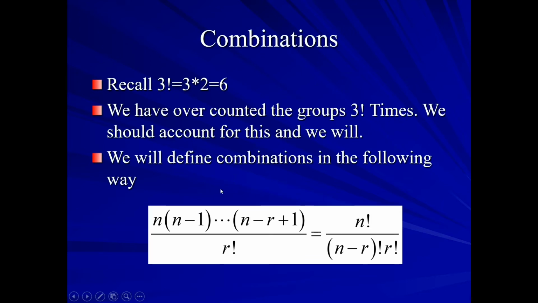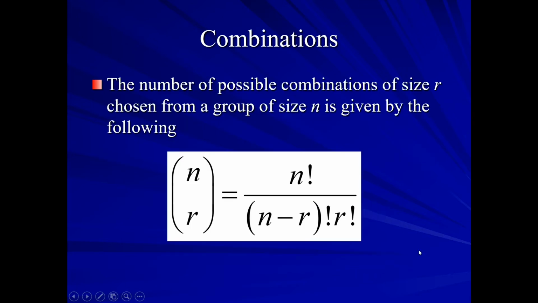And the way we're going to do that, we're going to say that we've got n factorial individuals. However, we have r factorial groups we'd like to choose, and then we have the remaining n minus r factorial left over. And so what we're going to say is that the number of possible combinations of size r chosen from a group of size n is given by n choose r. That is n factorial divided by n minus r factorial times r factorial.